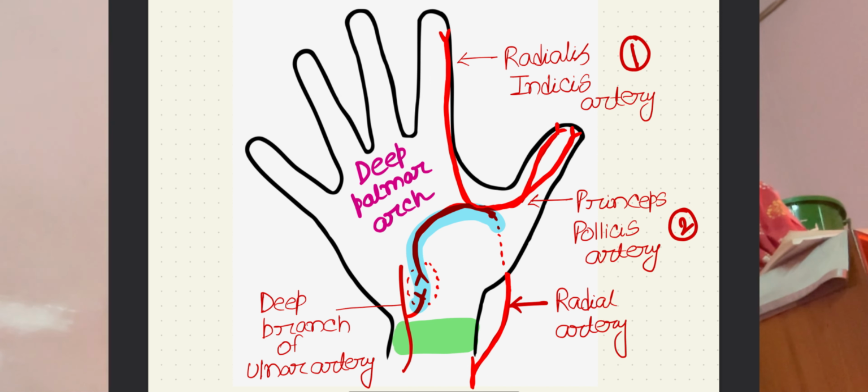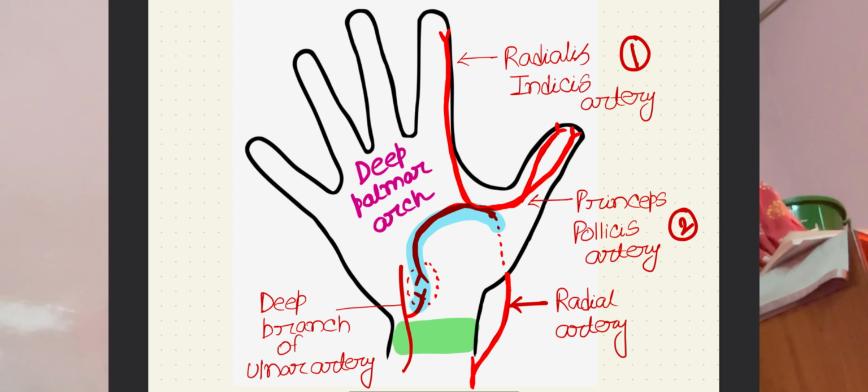One thing we should remember is that from this deep palmar arch also an artery comes out, that is called the princeps pollicis artery. Princeps pollicis artery gives off two proper digital branches to the thumb. It also gives off another branch called the radialis indicis artery. Indicis means the index finger. So this radialis indicis artery supplies the lateral side of the index finger, and both the medial and lateral sides of the thumb, or the pollex, are supplied by the princeps pollicis artery.